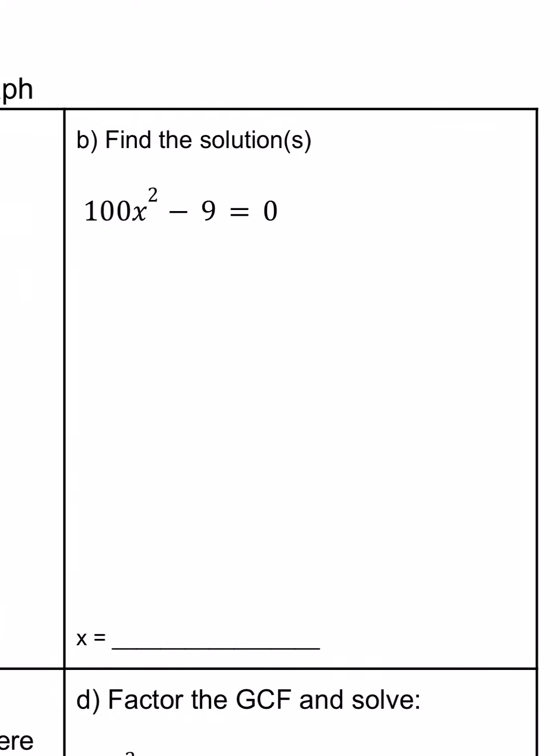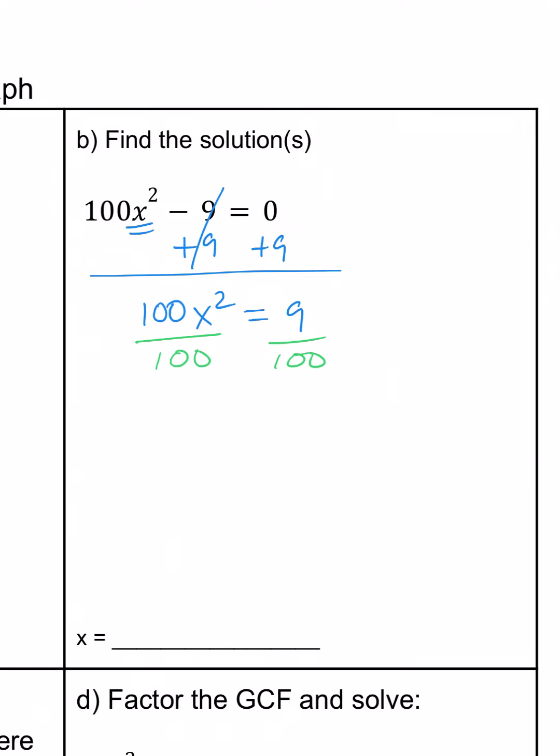So here's what I want to do first. I want to get this x squared term by itself. This is the easy way to do this. We're going to add 9 on both sides. Now we do want to isolate the x squared term, so let's divide by 100 on both sides. Here's what we get. We get x squared equals 9 over 100.